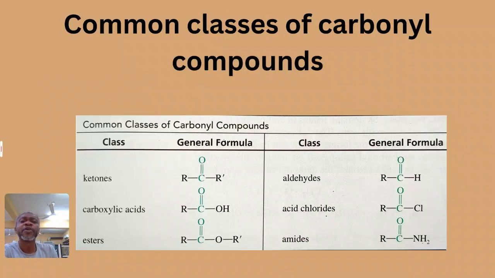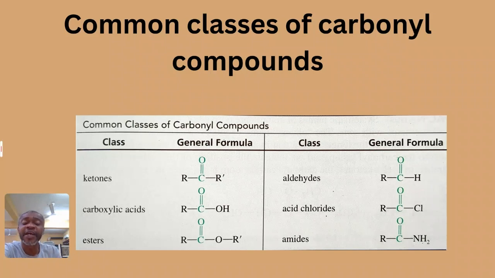Now let us look at common classes of carbonyl compounds. We have the ketones, like we have said, with two alkyl groups. We have the aldehydes that have one alkyl group and one hydrogen. You can see the carbonyl group is there. Now we have the carboxylic acids. They also have the carbonyl group and a hydroxyl group. We have the acid chloride. We also find the carbonyl group there. We also see esters. We have the carbonyl group there. We also see amides. We also have the carbonyl group there.